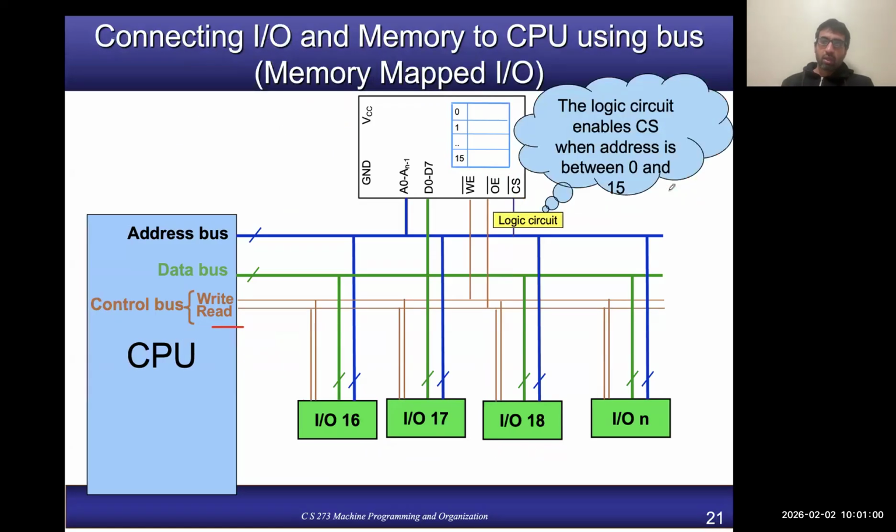Okay. So what we do is develop a logic circuit and put it on the input of the chip select. And the input of that logic circuit is the address coming from the CPU. Then definitely the logic circuit is different for different memories, depending on which address ranges we want that memory chip to be activated, or enabled.